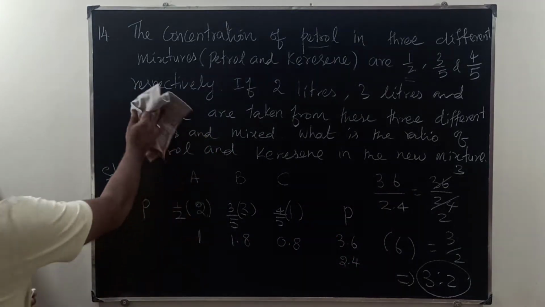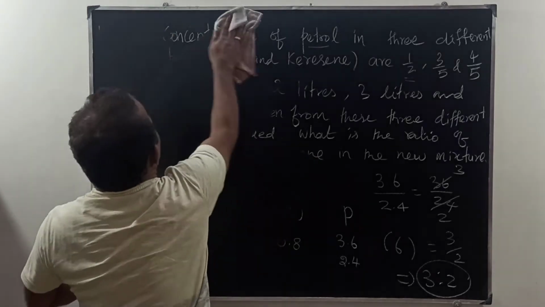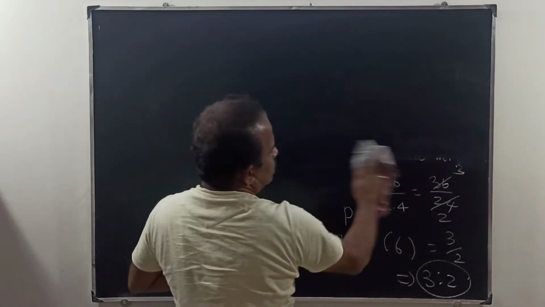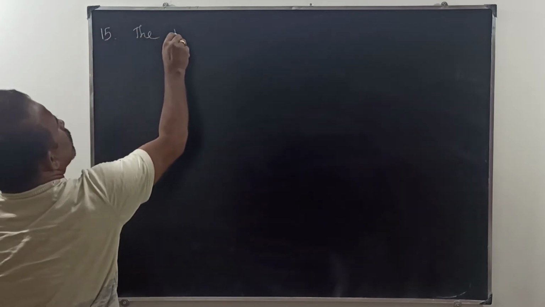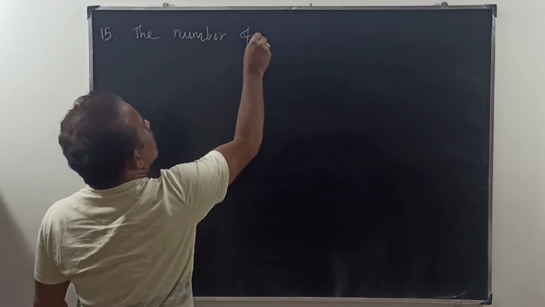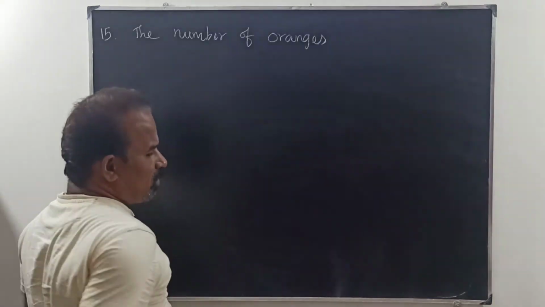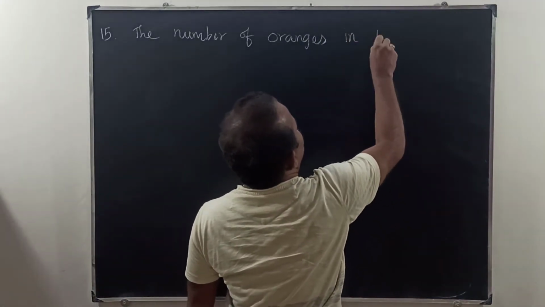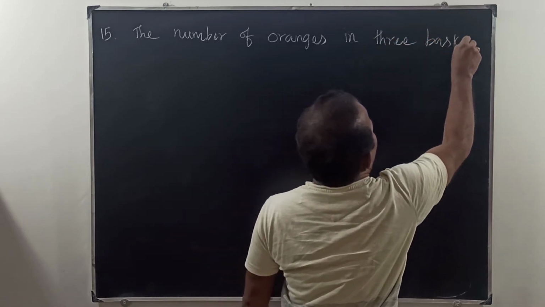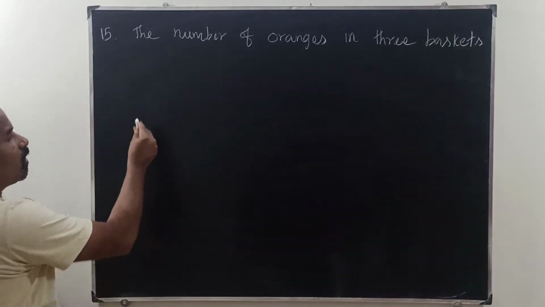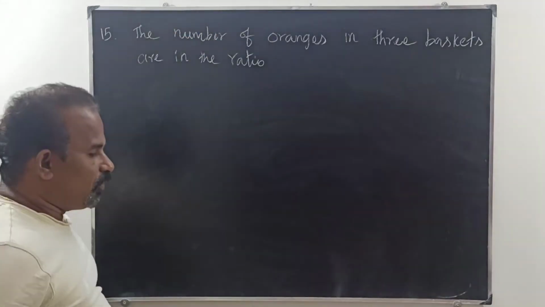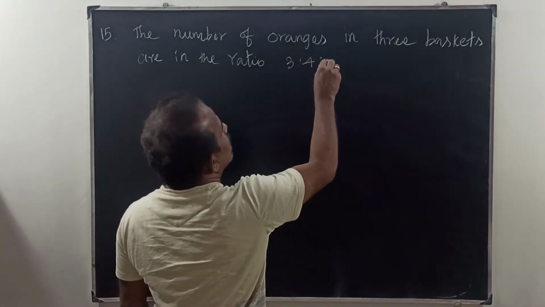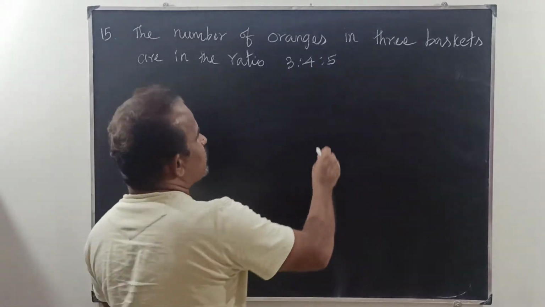Okay. The 15th problem is the number of oranges in 3 baskets are in the ratio 3:4:5.